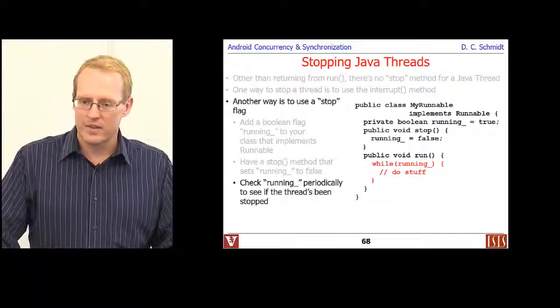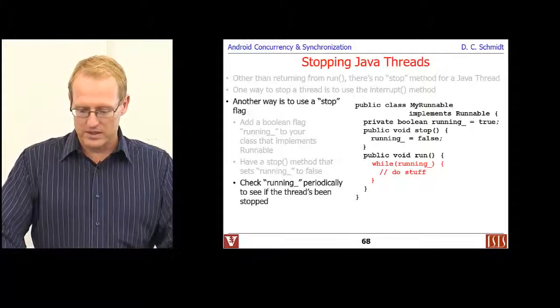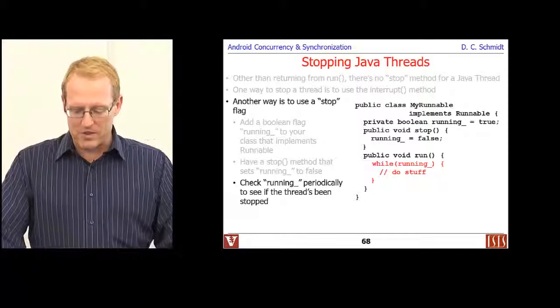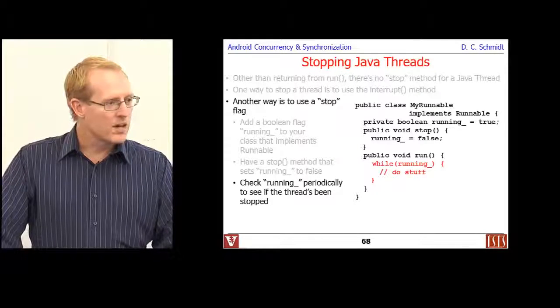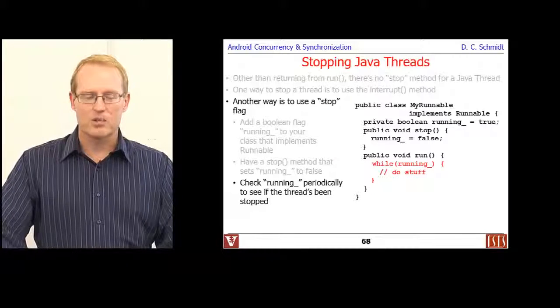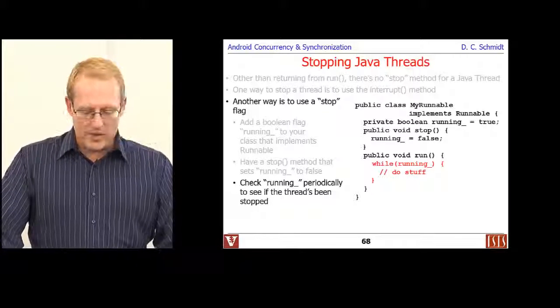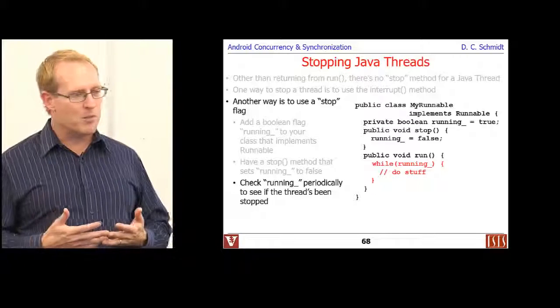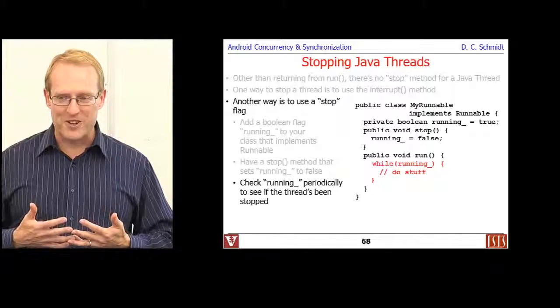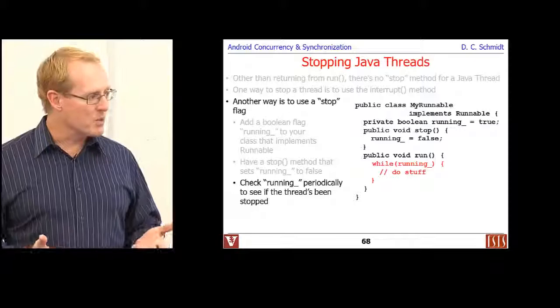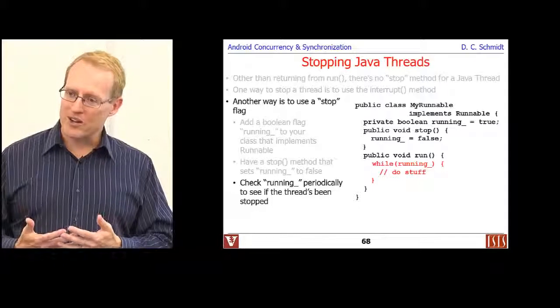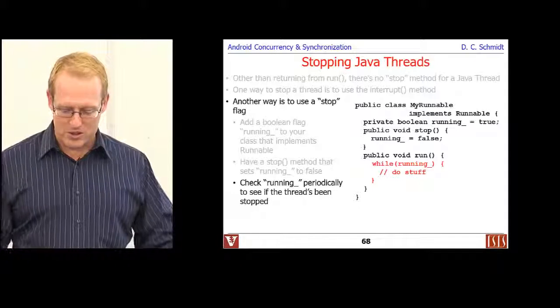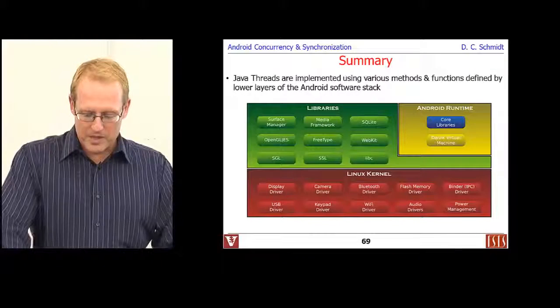Yeah? You probably want to make the flag volatile too. Yeah, you should probably make it volatile so that it will be propagated properly. Yeah, that's a good point. So this is another technique you can use. If it's up to me, I'd probably prefer to go with the interrupted approach because that has a bit better integration into what's going on in Android, and it'll unblock certain calls. But this is another way to go.